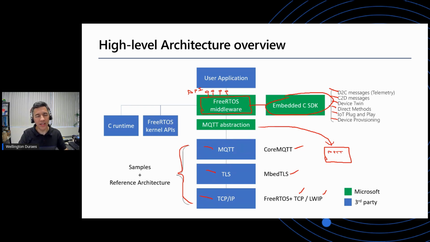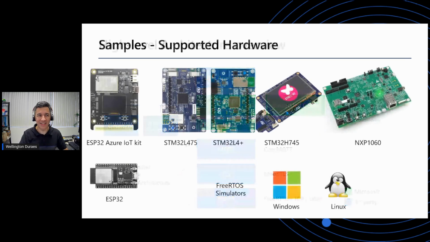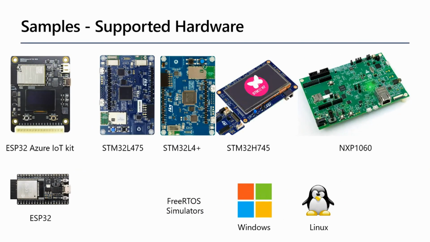So let's take a look at some of the samples available right now to you. Here you see that we have samples working for the ESP32, and in this case, ESP32 like the Node MCU, so no sensors. Also with the ESP32 Azure IoT Kit, which is still based on the ESP32, but this one has a number of sensors. It has a screen, buttons, LEDs, and a buzzer to help you build and prototype solutions.